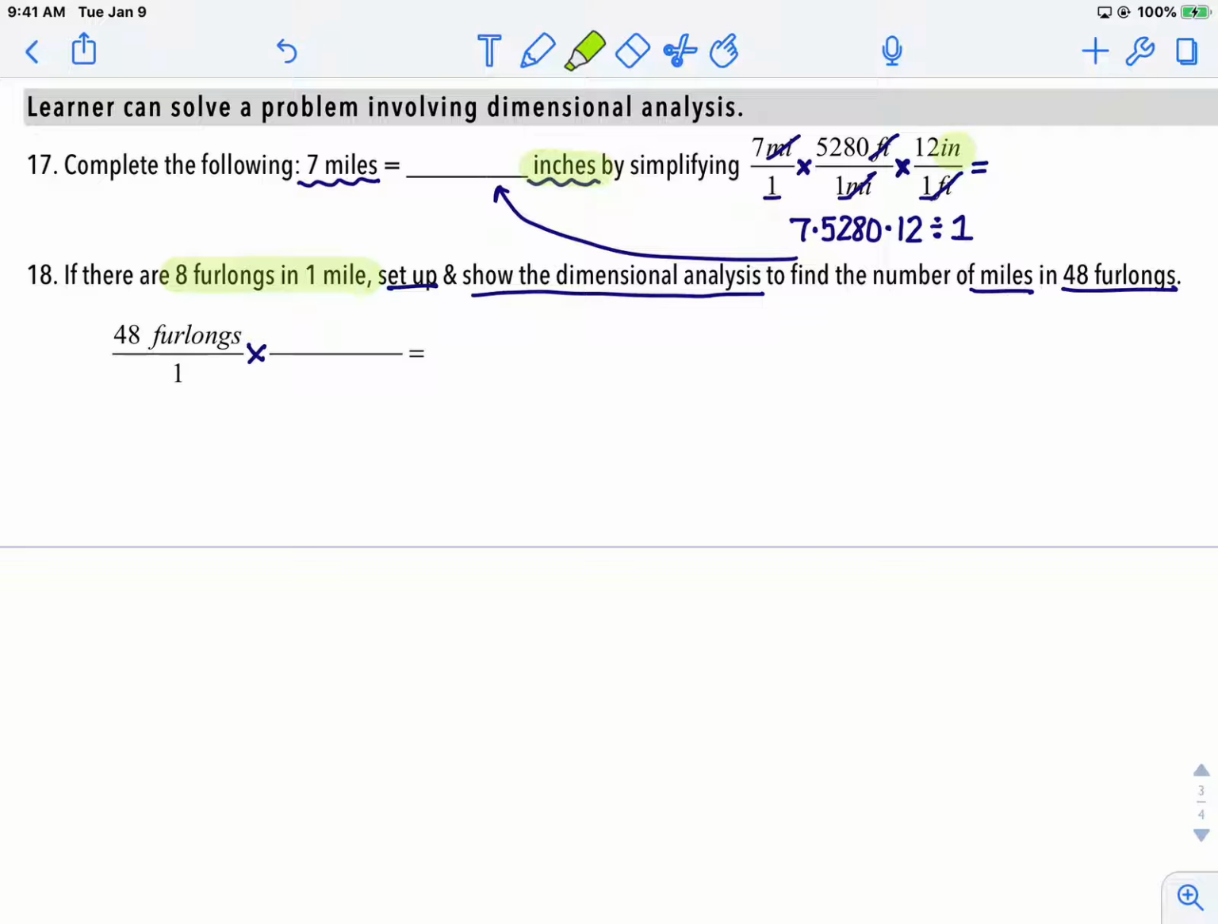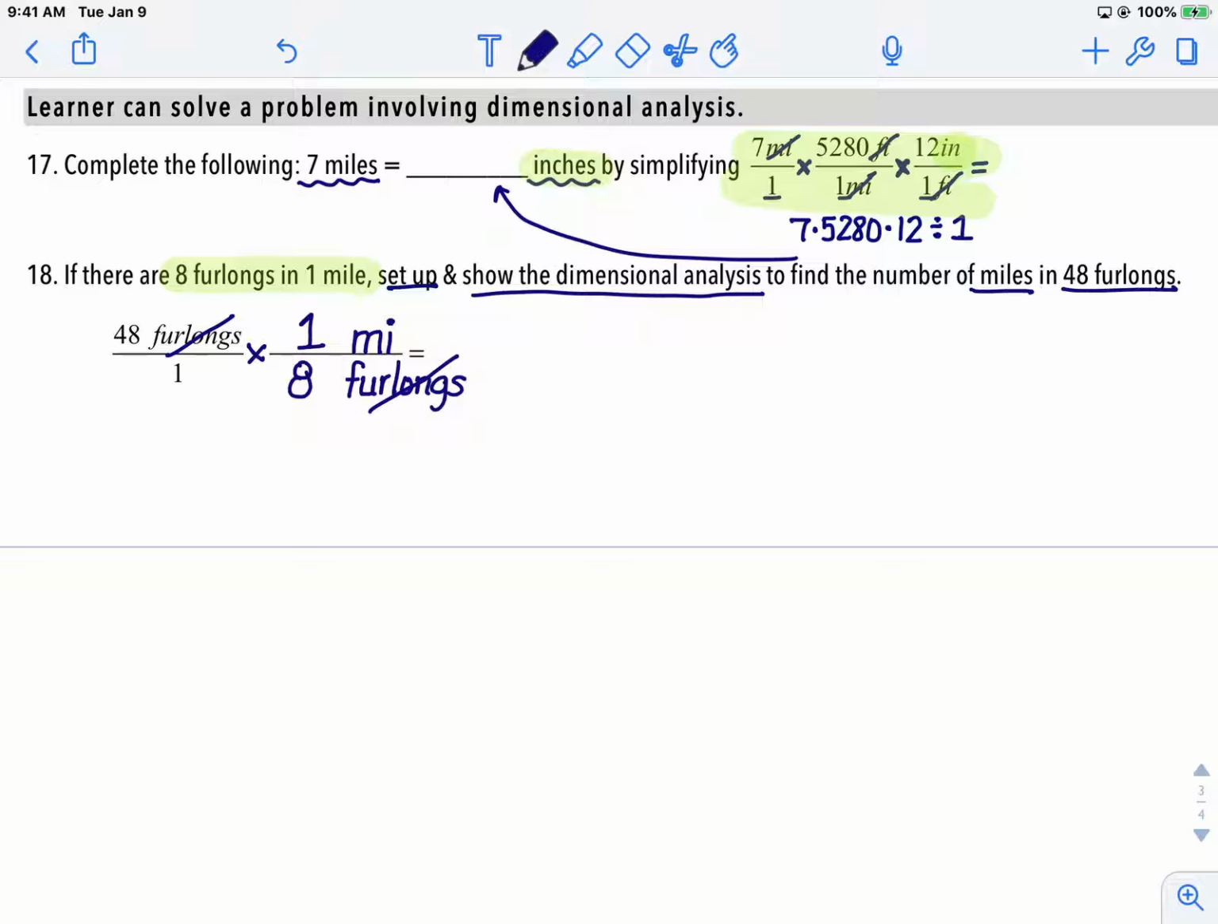Much like that last example where we want the furlongs to drop out, cancel out, and we want miles to be left. So if I want to be able to cancel out furlongs here, furlongs needs to go in the denominator of my setup for my conversion. And then the equivalent number of miles will need to be in the top so that furlongs will cancel. They told us a fact that there are 8 furlongs in every 1 mile. So that's telling us where to put the 1 and the 8.